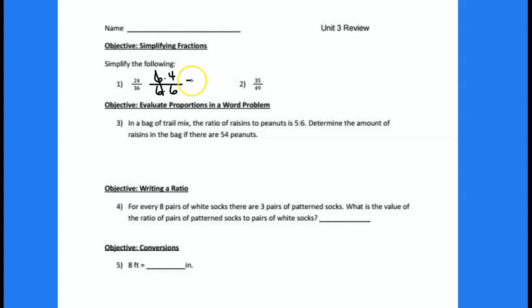That is not in simplest form. 4 is 2 times 2, and 6 is 2 times 3. Get rid of the 2's, you are left with 2 over 3.